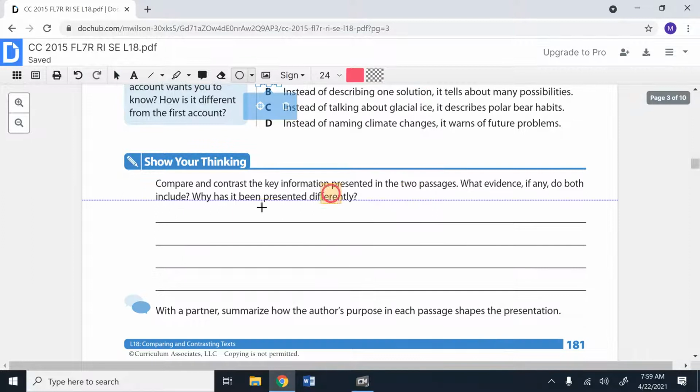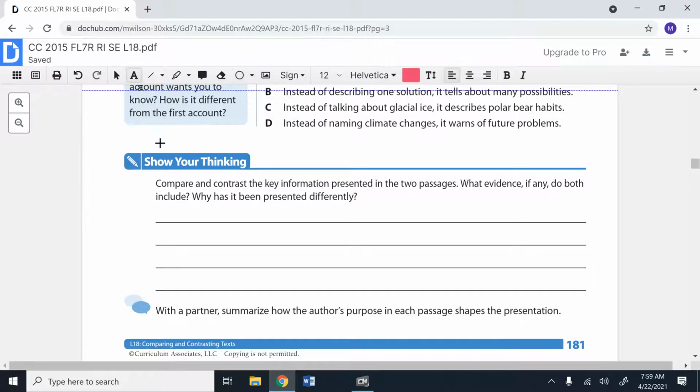Now let's move on to the show your thinking. It says, compare and contrast the key information presented in the two passages. What evidence, if any, do both include, and why has it been presented differently? So I'm going to take my typing tool and give a sample response.